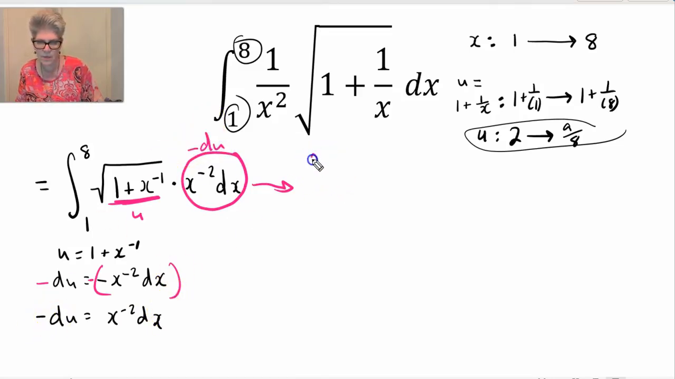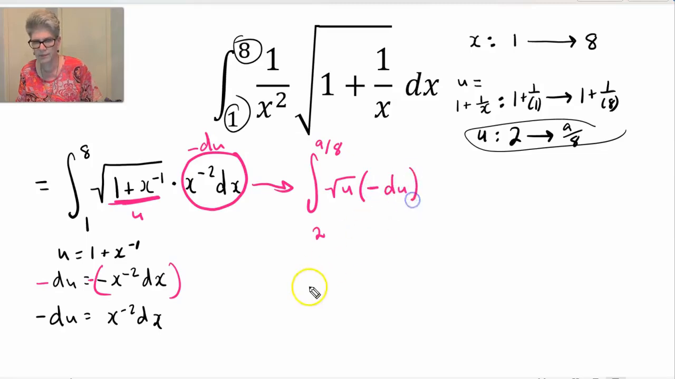Okay, so my new integral will be from 2 to 9/8 of the square root of u times minus du. Okay. Now, the minus sign can go out to the front.